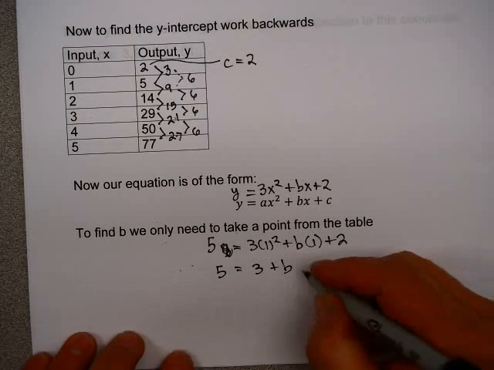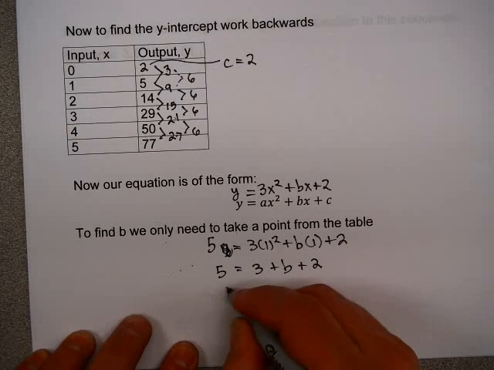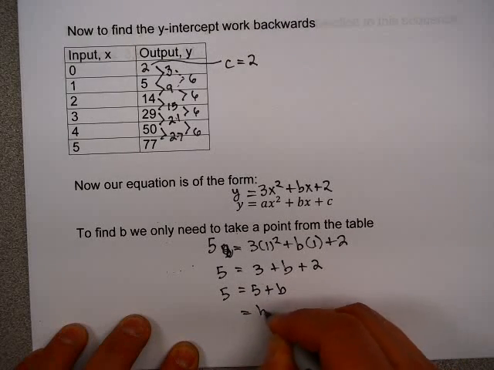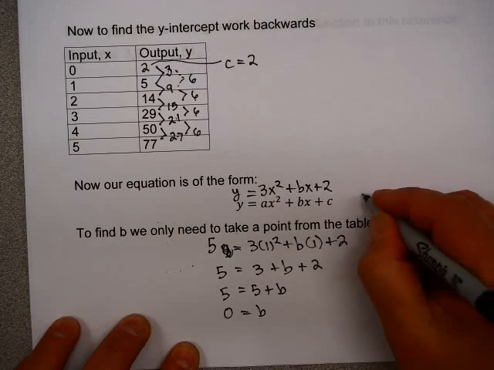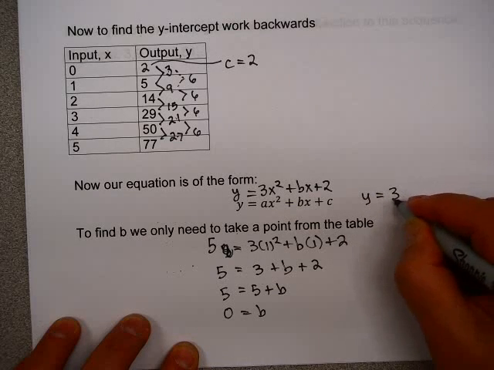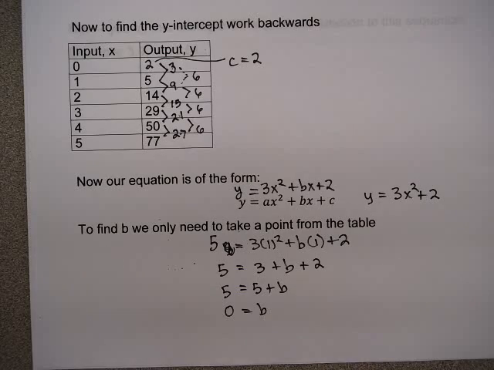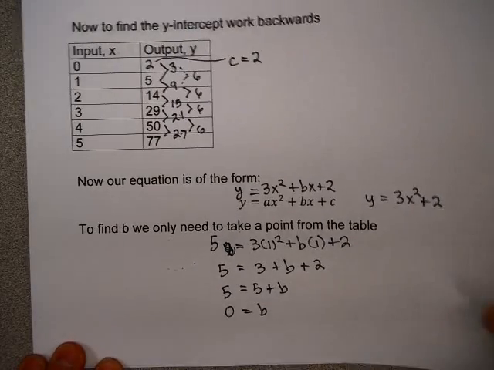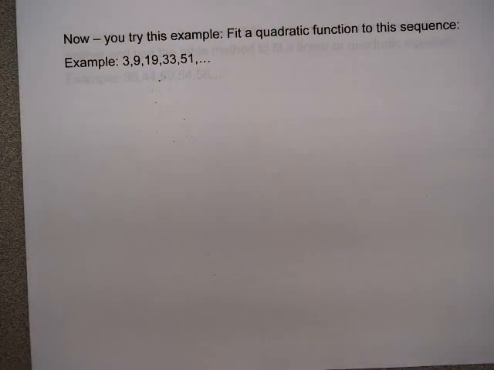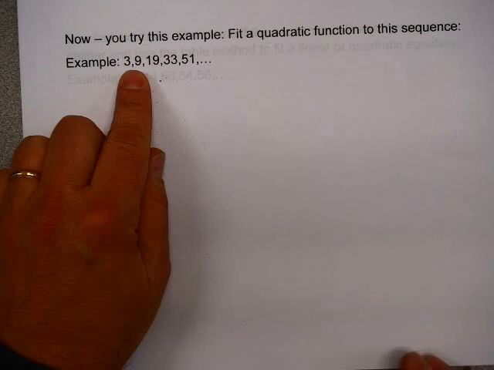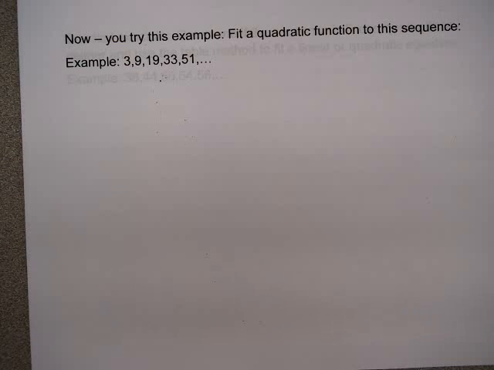Plus 2. So 5 equals 5 plus b. b equals 0. My final quadratic equation is 3x squared plus 2. Okay, I would like you to try one now. Fit a quadratic equation to this sequence: 3, 9, 19, 33, and 51. You might want to hit pause and try this yourself.